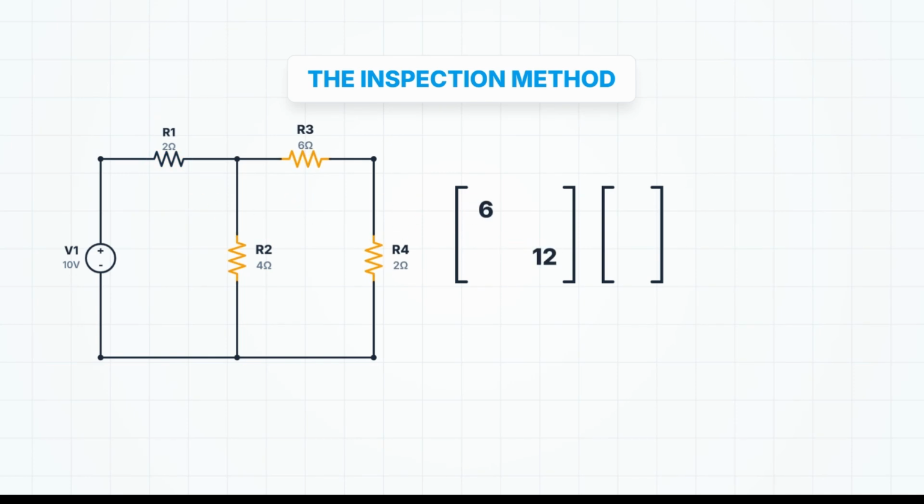Second, the off-diagonal elements. Row 1, column 2, and row 2, column 1. This is the negative of the shared resistor. Do they share a 4 ohm resistor? Put negative 4 in the off-diagonals. Third, the voltage vector. This is the sum of voltage sources pushing the current. If the current enters the negative terminal and leaves the positive, it is a voltage rise. It is positive. If it hits the positive terminal first, it is negative. Boom! You have your system of equations. Just plug it into a calculator.